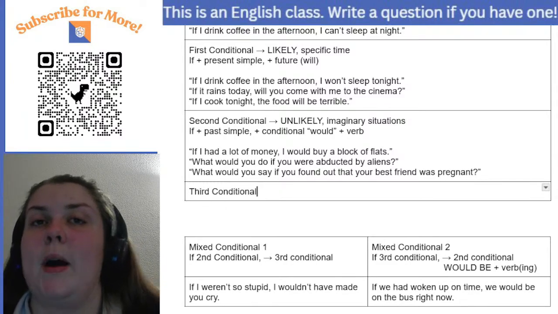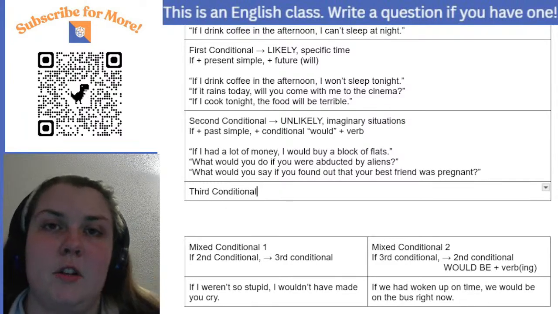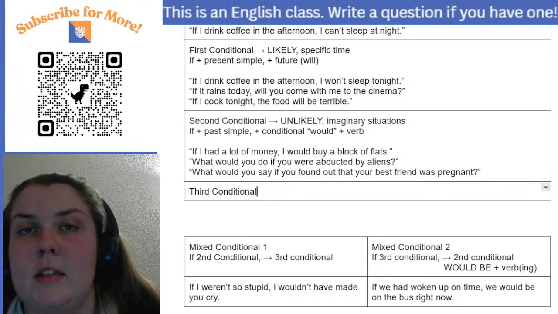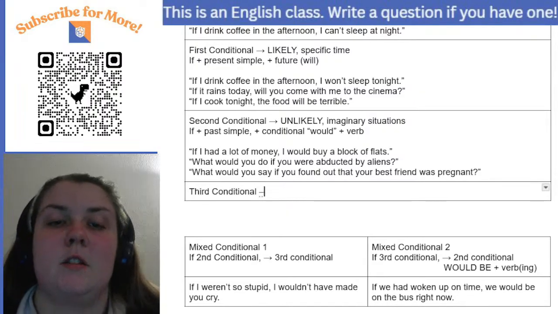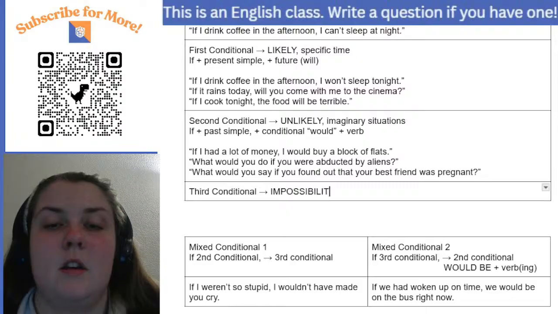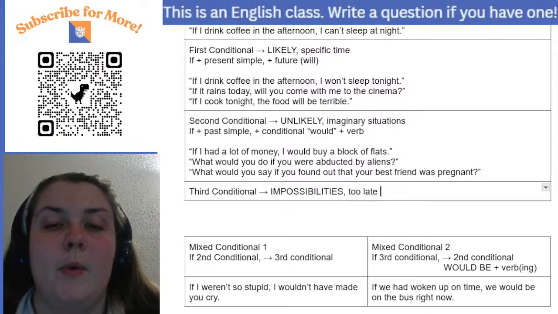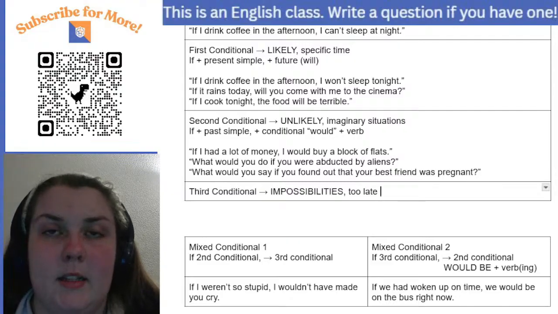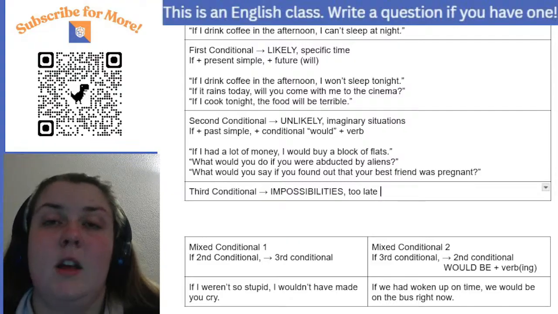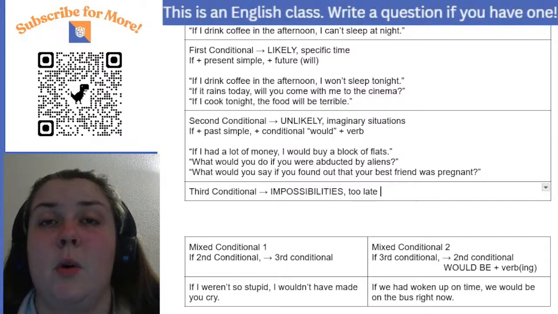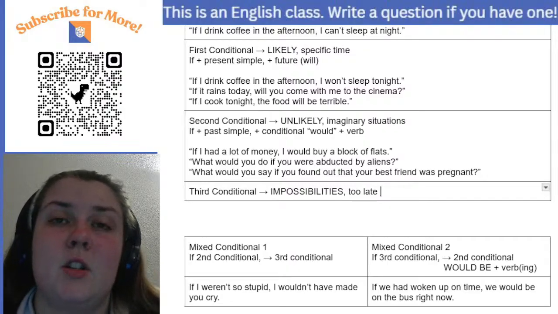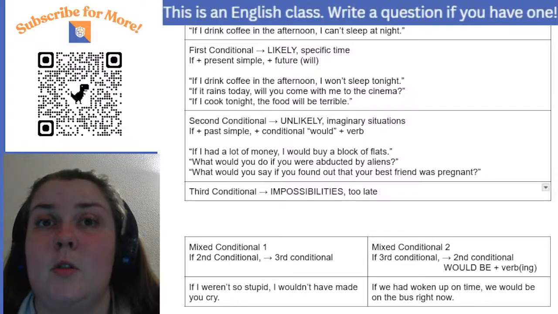You can't go back in time to fulfill that condition. And for that reason, the third conditional is used for impossibilities, not from how crazy the situation is, but because it is too late to go back in time. Well, going back in time is perceived as impossible in this grammar topic. So, if something is too late, then you're probably going to use the third conditional.